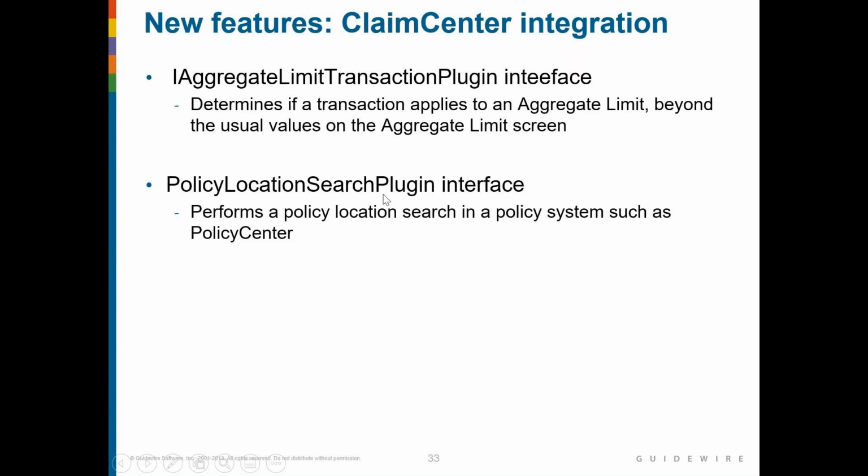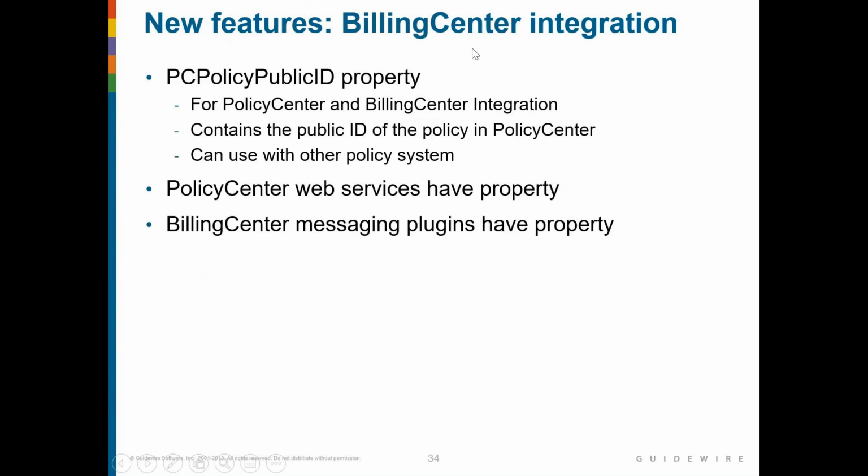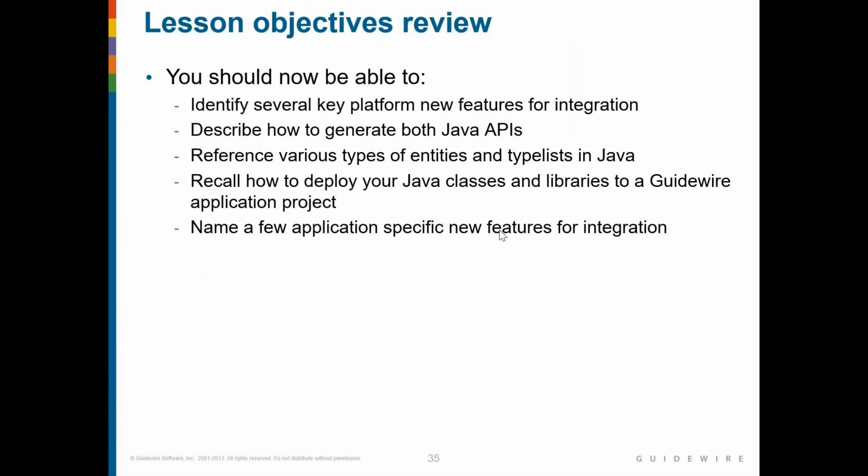The policy location search plugin interface performs a policy location search in policy systems such as Policy Center. This has been added in Claim Center as a new feature, and in Billing Center, the policy public ID property. The policy and Billing Center integration contains the public ID of the policy, which can be used with other policy systems. Policy Center web services have the property, and Billing Center messaging plugins have the property. These are the new features in Billing. So that's what they talked about, the integrations and the new features here.